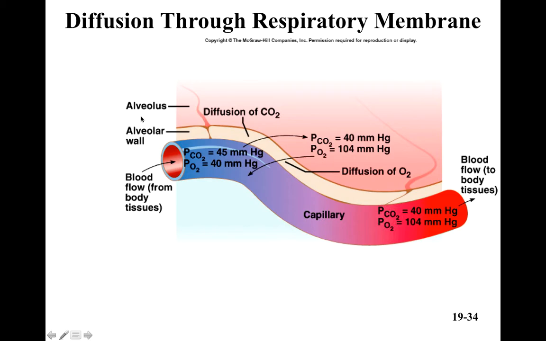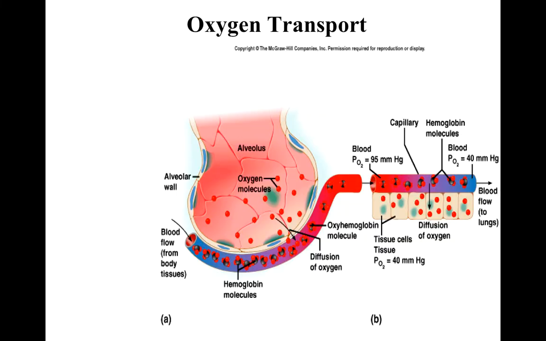So it's going to move from the capillary into the lungs, because it's going to go from high 45 towards a low of 40. Oxygen's 104 in the lungs and only 40 in the blood in the capillary. So the oxygen is going to diffuse into the capillary until the pressures are equalized. But notice that even the blood coming back from the body still has some oxygen in it.